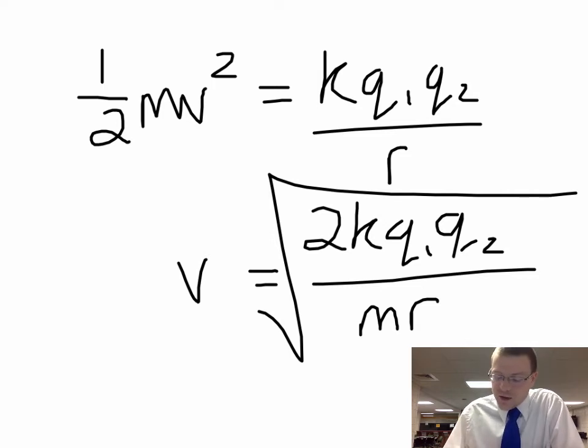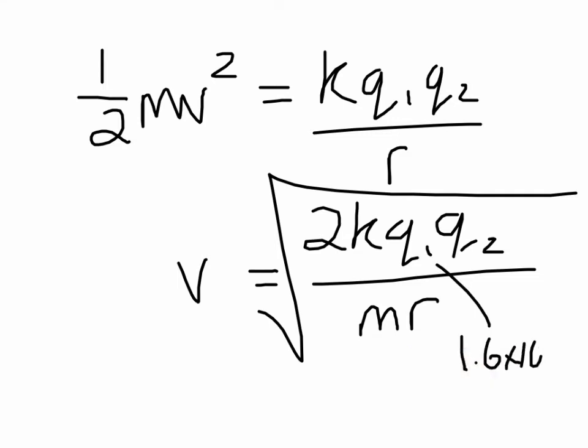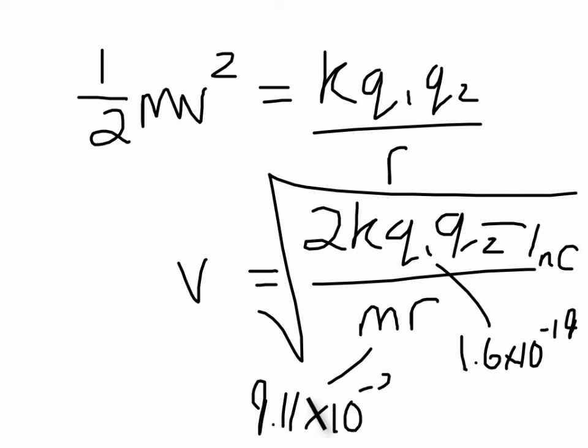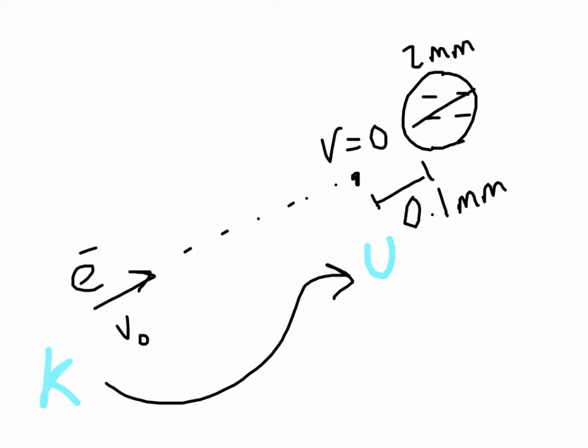Now remember that the one charge is the electron, that's 1.6 times 10 to the negative 19, and this is the 1 nanocoulomb. The mass that you have down here is the mass of an electron. That's a given. That's something you can go find on your equation sheet. That's 9.11 times 10 to the negative 31st kilograms. And the r distance is how far we are from center to center. So how far from the center of the electron to the center of the bead. Well, it looks like it's about 1.1 millimeters.